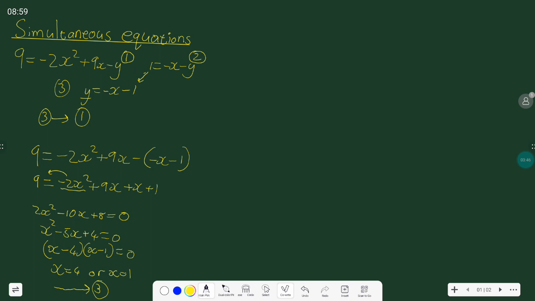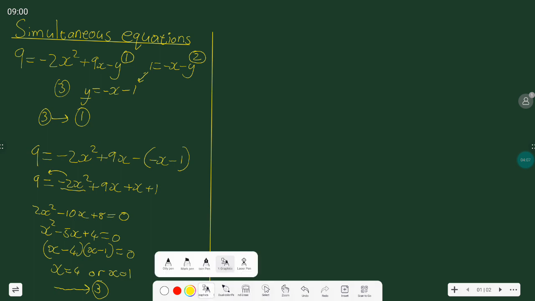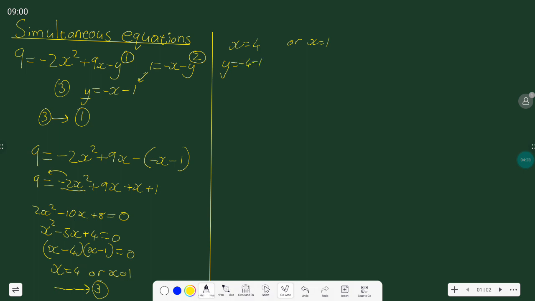So what can I see? I'm going to have how many y answers? I've got 2 x answers, so I'm going to have 2 y answers. So if I substitute this into equation 3, I will be continuing over here. Let me just do a line for us to see that we are continuing there. So we've got where x is equals to 4 or x is equals to 1. I substitute this information into equation 3. So I've got y equals to negative 4 minus 1 or y is equals to negative 1 minus 1. So y is therefore equals to negative 5 or y is equals to negative 2.